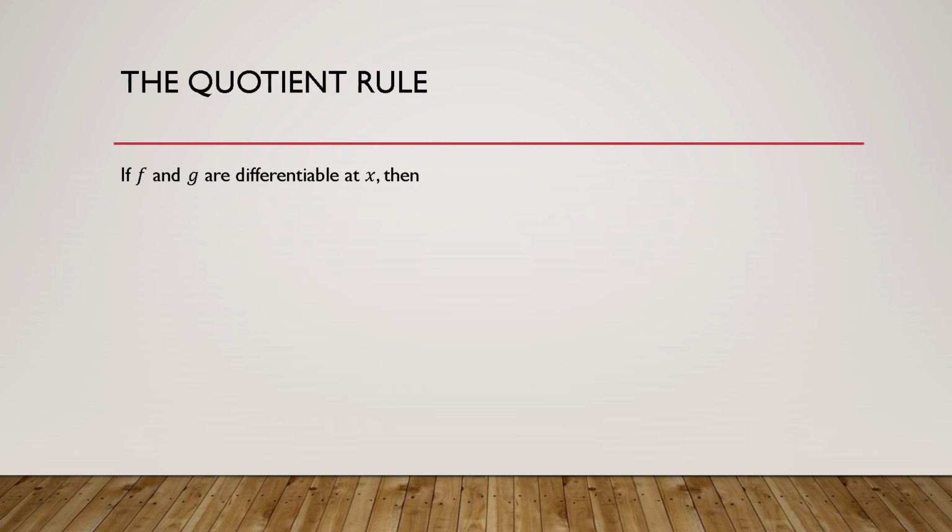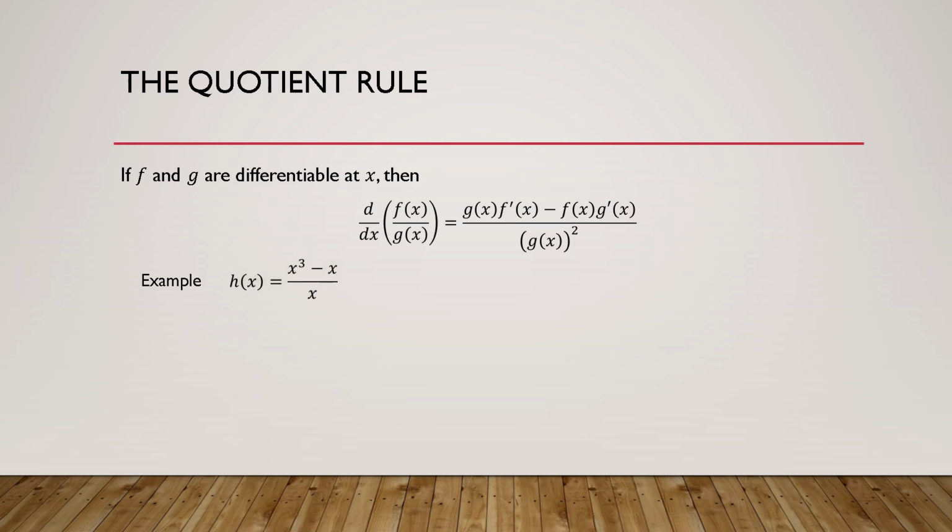If f and g are differentiable at x, then d dx of f of x over g of x equals g of x times f prime of x minus f of x times g prime of x, all over g of x squared. For example, let h of x equal x cubed minus x over x. Let's separate our functions so that f of x is equal to x cubed minus x and g of x equals x. Then f prime of x equals 3x squared minus 1 and g prime of x equals 1.